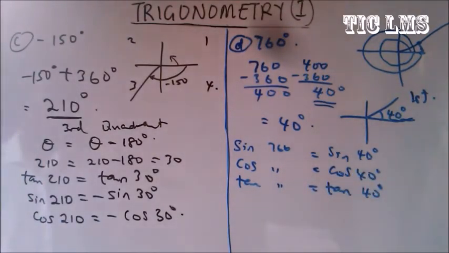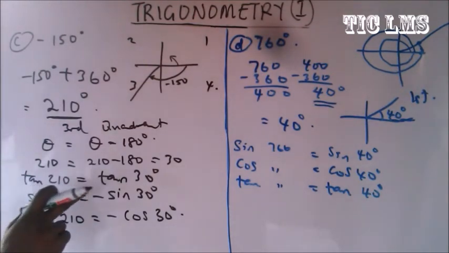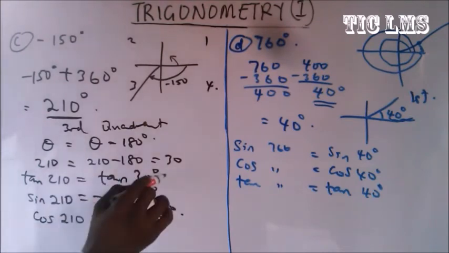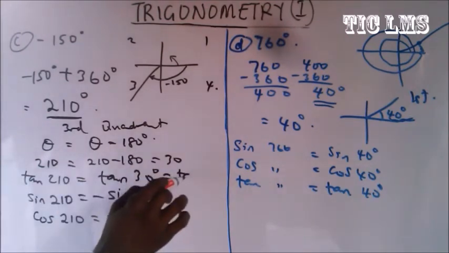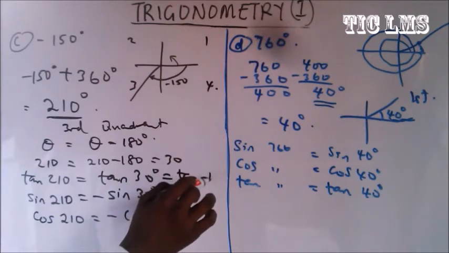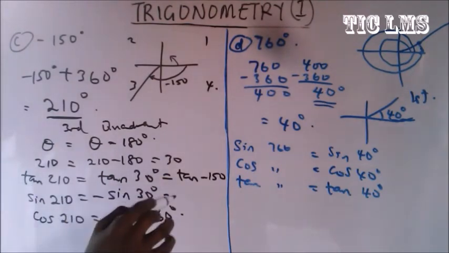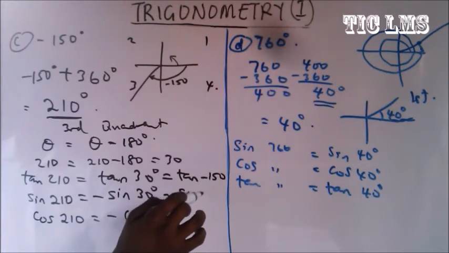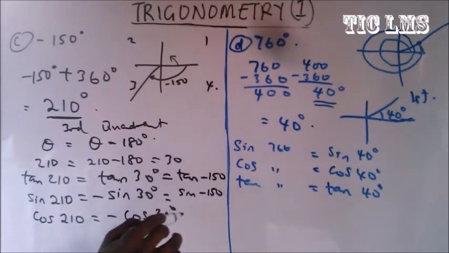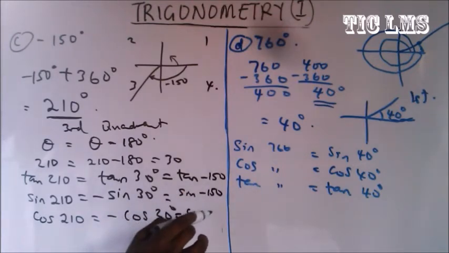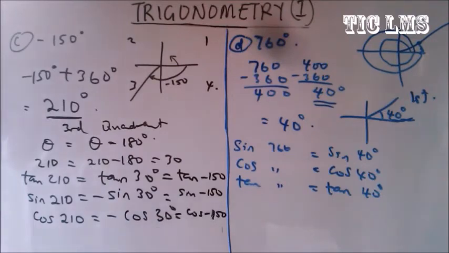Now I want to point our attention to something here again. Take note that tan 210 degree, we said it's equal to tan 30 degree. It's also equal to tan minus 150 degree that we're given here. So when you punch your calculator, you will find that they are all equivalent to each other. This is also equal to sine minus 150 degree, or this is also equal to cos minus 150 degree.